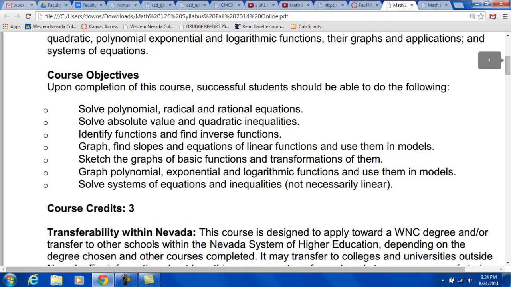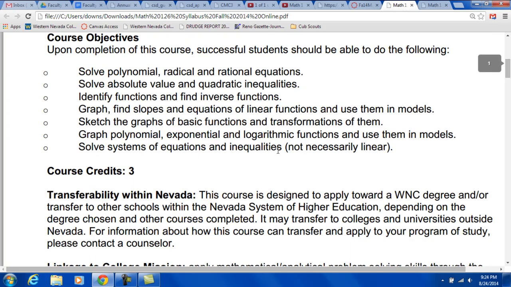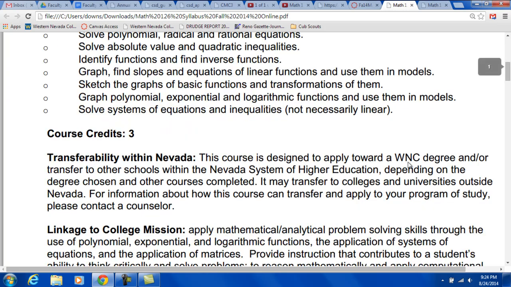Course objectives upon completion of this course. Successful students should be able to do the following: solve polynomial, radical, and rational equations, solve absolute value and quadratic inequalities, identify functions and find inverse functions, graph, find slopes and equations of linear functions and use them in models, sketch the graphs of basic functions and transformations of them, graph polynomial, exponential, and logarithmic functions and use them in models, and solve systems of equations and inequalities, not necessarily linear.